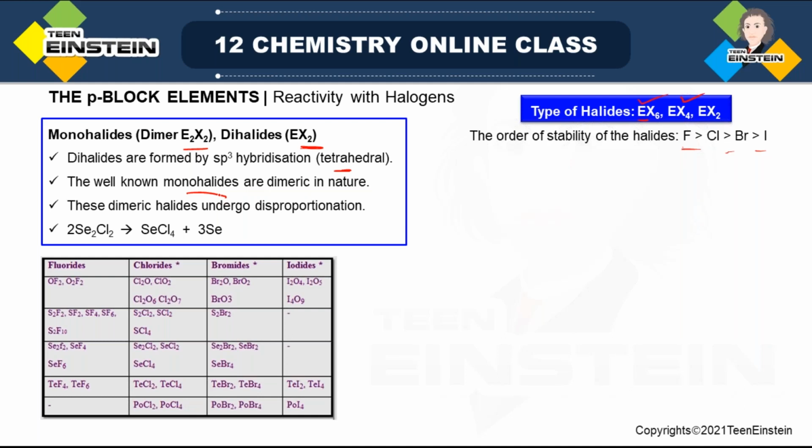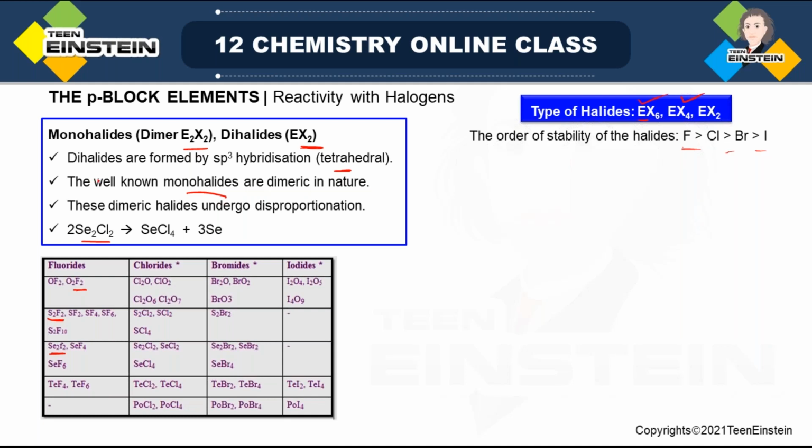Okay, so these dimeric halides can undergo disproportionation. For example, here we have the dimer Se2Cl2. See, here we have some dimer examples: S2F2, then O2F2, then we have Se2F2. So these are examples of some dimers of the monohalides.